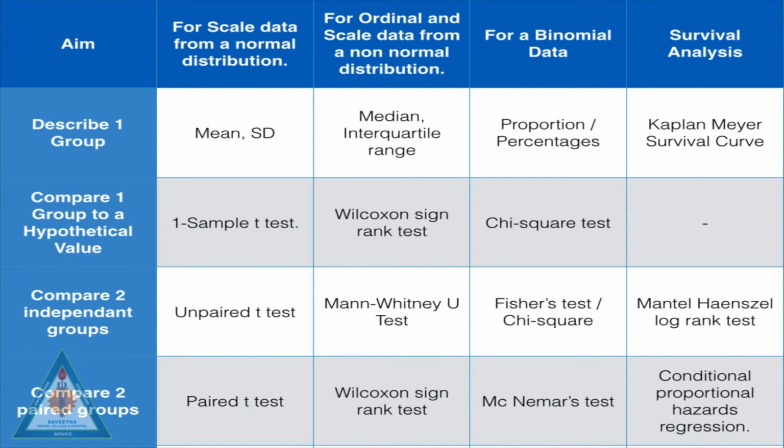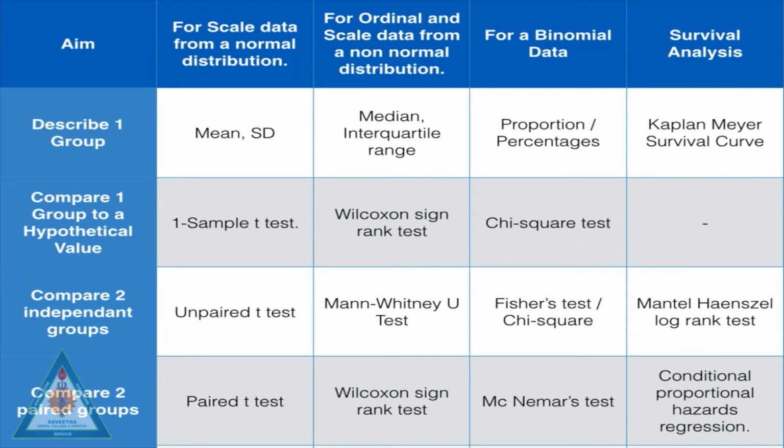For example, if our aim is to describe one group, for scale data we would do mean and standard deviation. For ordinal data we would do median and interquartile range. For binomial data we would do proportion or percentages, and for survival analysis we can do a Kaplan-Meier survival curve.